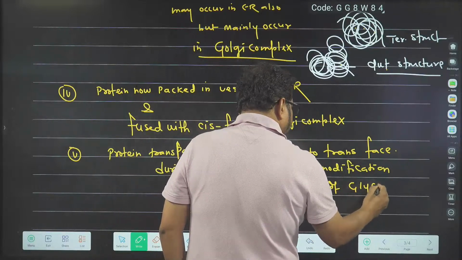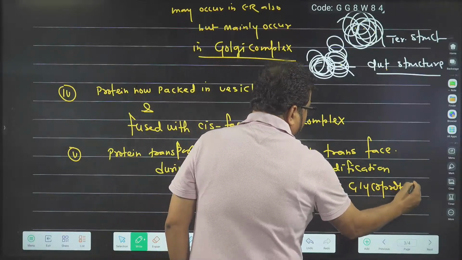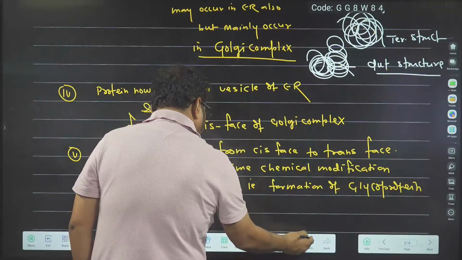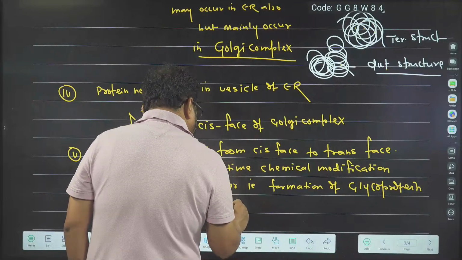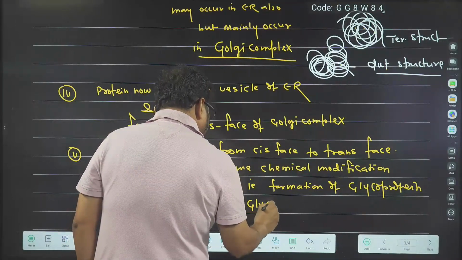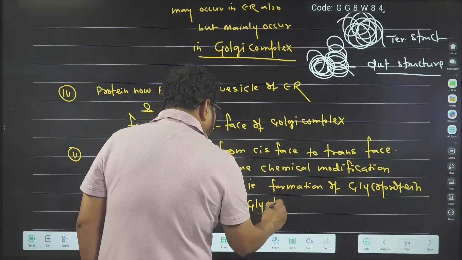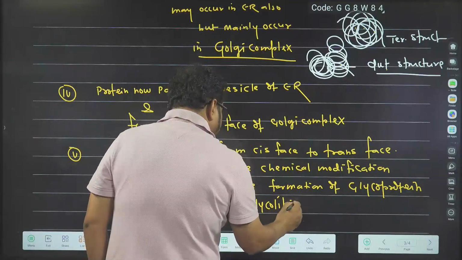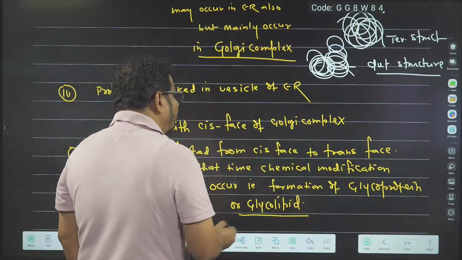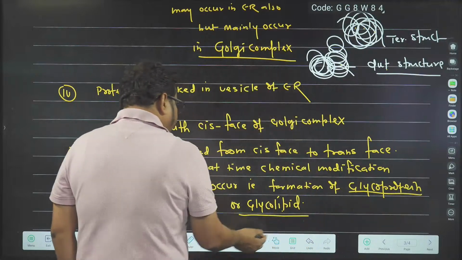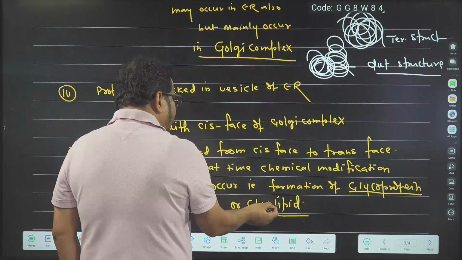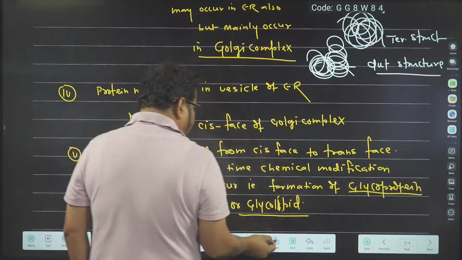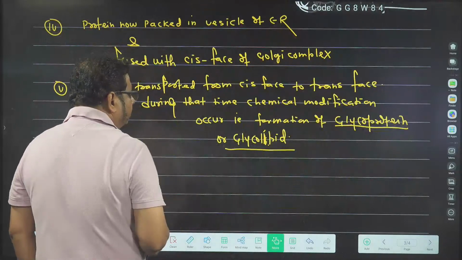glycoprotein, or you can say, if it is a lipid, also synthesized in the Golgi complex, glycolipid. Sorry, lipid is also synthesized in the ER. So if it is a lipid, it is going to form glycolipid. Lipid is also synthesized in which one? ER. So glycoprotein is forming or glycolipid is forming. If a lipid comes packed in the vesicle, during chemical modification it converts into glycolipid. If a protein is packed in the vesicle, during chemical modification it is converted into glycoprotein.